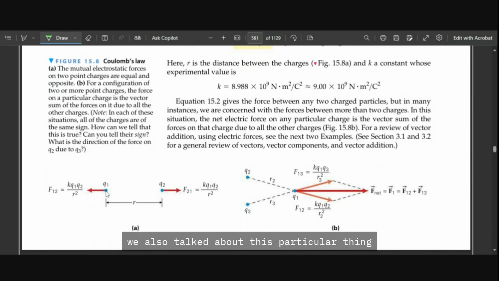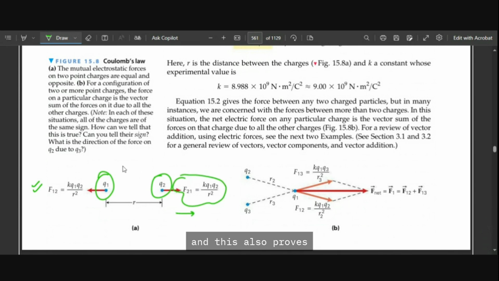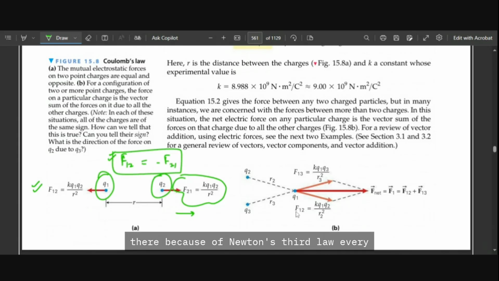We also talked about this particular thing that if there are two charges of the same nature, whatever force q1 will experience due to q2 in this direction towards left, the same force will be experienced by the q2 charge in the opposite direction. And this also proves that F12 is equal to negative of F21, which is there because of Newton's third law. Every action has an equal and opposite reaction.